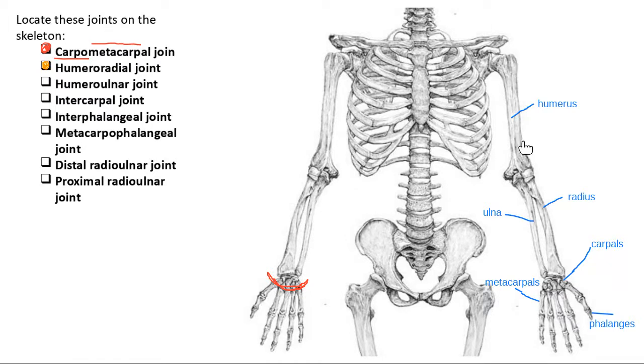So we look at our picture here. Here's my humerus. And remember that the radius is always on the lateral side. So the humeroradial joint, I can see it right here between the radius and the humerus. Or if I come over here to the arm, the humerus, and remember the radius is on the lateral side, so here's my humeroradial joint. Let's color that one in. Next one on my list is the humeroulnar joint.